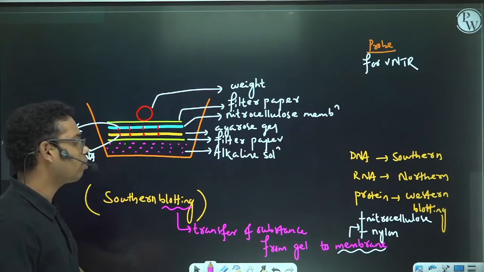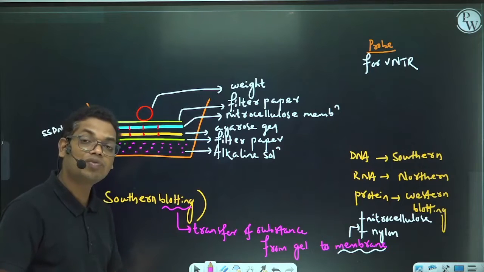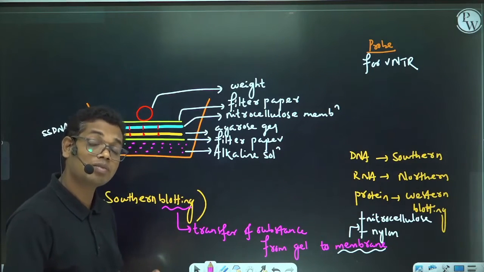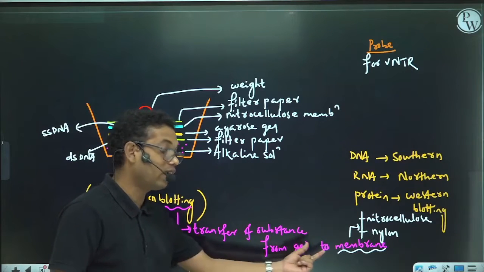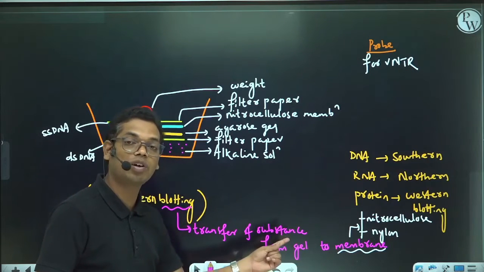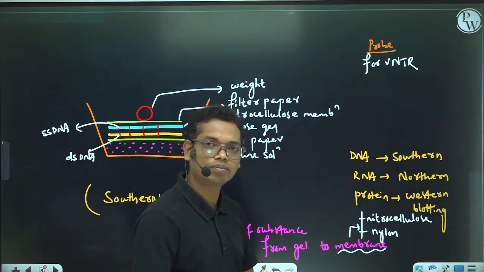So what do you understand by blotting? Blotting is nothing but the transfer process. Transfer of what? Transfer of substances present in the gel to the membrane. And the membrane which is used in blotting is called the blotting membrane. It can be a nitrocellulose membrane, it can be a nylon membrane.